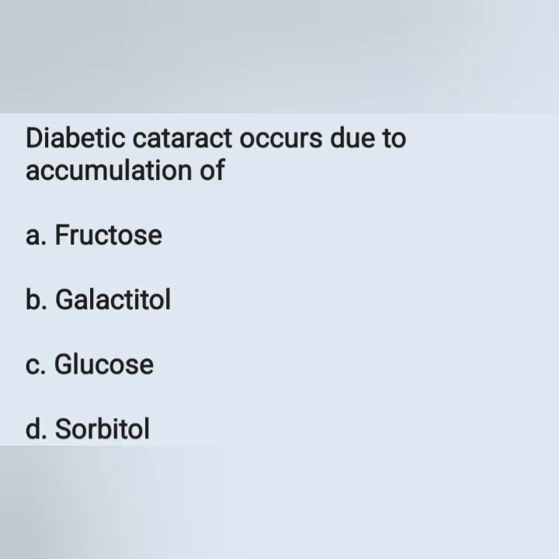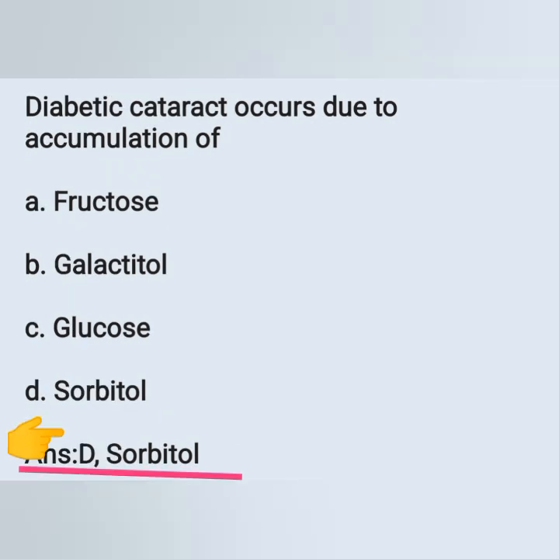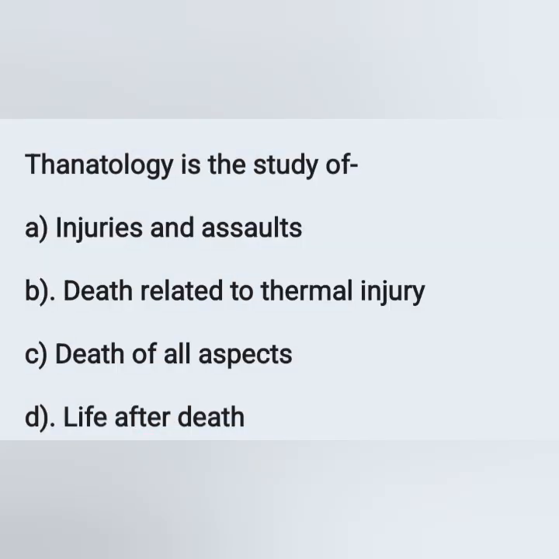Diabetic cataract occurs due to accumulation of, options. Option A fructose, option B galactitol, option C glucose, option D sorbitol. In the previous question, we saw the appearance of diabetic cataract. But here the question is, diabetic cataract occurs due to the accumulation of which substance? And the correct answer is, it is due to sorbitol. Option D is the correct answer, accumulation of sorbitol. Move on to the next question.